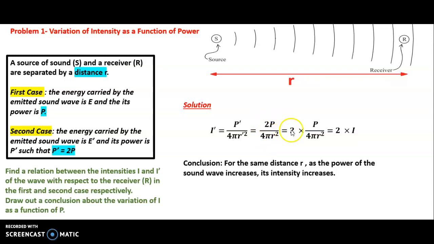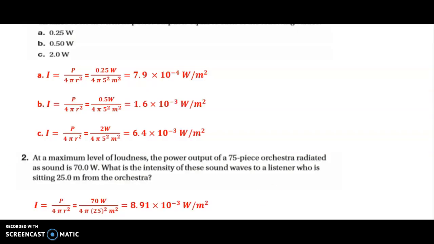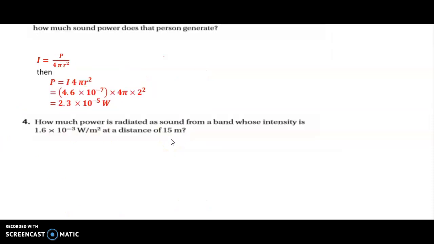Factorize, take 2 as a factor. So 2 times P over 4 pi R squared. This is actually I. So it's 2 times I. That's why upon doubling the power, I prime was also doubled, so it's equal to 2I. So as a conclusion, for the same distance R, as the power of the sound wave increases, its intensity increases. And I noted this in the first exercise here. I said that as the power was increasing, we can notice that the intensity was increasing too.